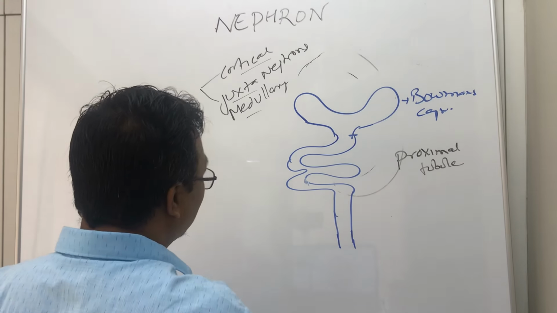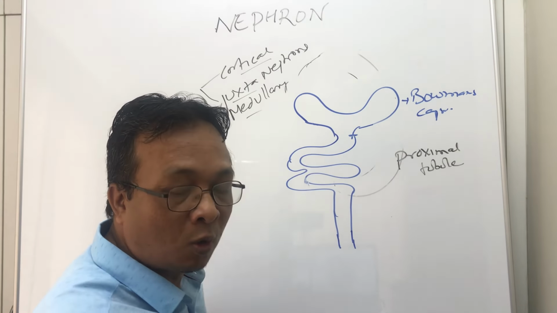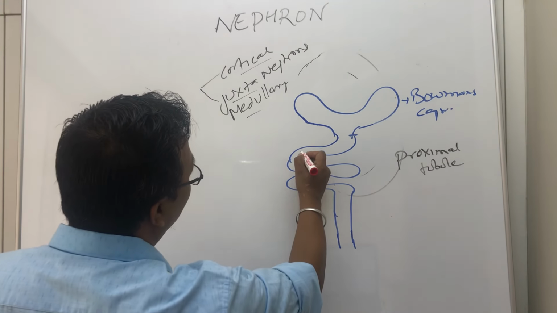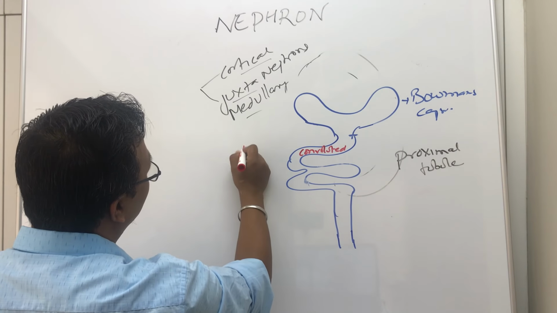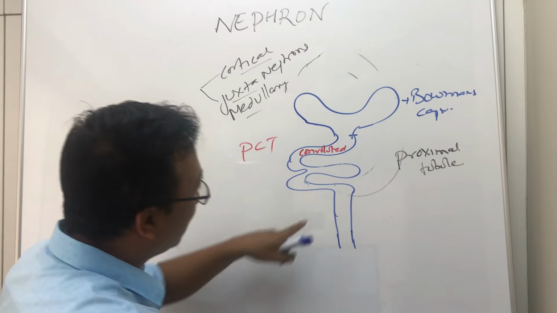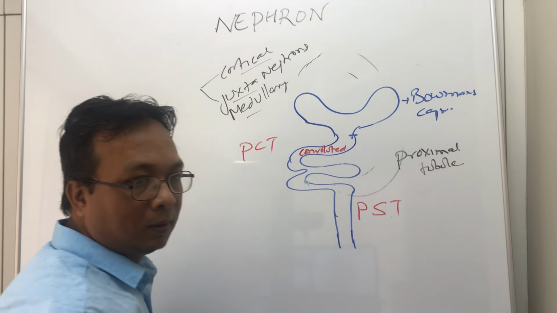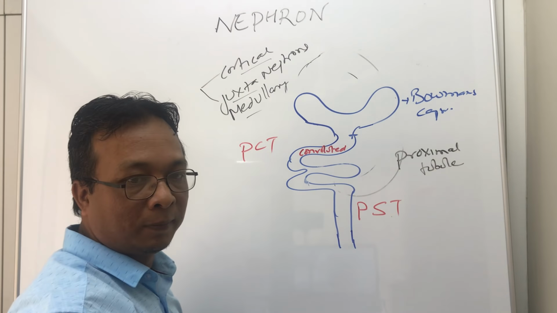Now this proximal tubule part is coiled, and coiled means we call it convoluted. You can see in the picture, this is coiled, so we call it convoluted. So this part is called the proximal convoluted tubule, and this part is called the proximal straight tubule. This part is straight.